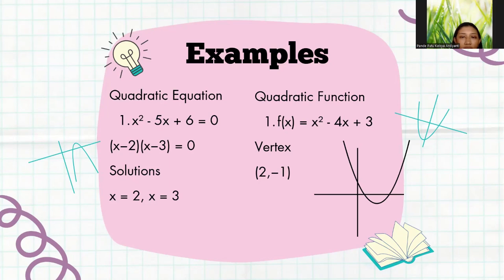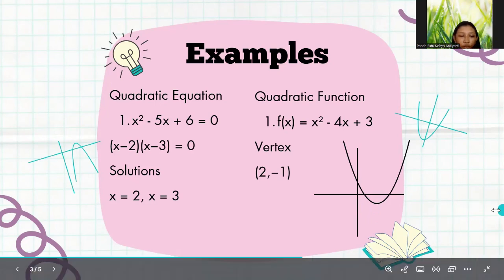Okay, next, consider the quadratic function f(x) = x² − 4x + 3. When we graph this function, it forms a parabola that opens upward because the coefficient of x² is positive. The vertex of the graph is at (2, −1), which is the minimum point of the parabola. So the vertex is here. This is maybe 2 and this is −1. The vertex is here.